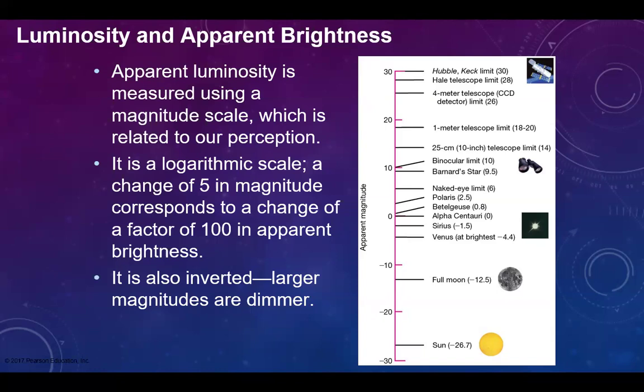And some stars, so Venus at its brightest is at -4.4, Sirius is -1.5, Alpha Centauri is 0, Betelgeuse is 0.8, Polaris is 2.5, the naked eye limit is 6, Barnard's star is 9.5. And the most confusing thing about magnitude scale is just that larger magnitudes are dimmer. So a magnitude 34 object is very, very, very, very, very, very faint.